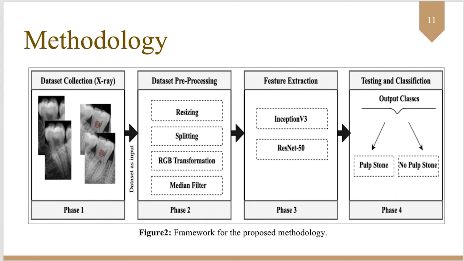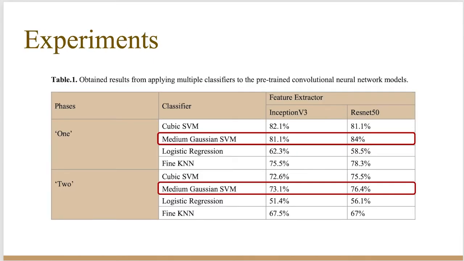The experiments consisted of two phases that differed in the size of the dataset but were identical in the rest of the process. The dataset of the first phase contained 106 images in total, while the dataset of the second phase was expanded to 212 images. Table 1 represents the obtained results from applying multiple classifiers to the pre-trained convolutional neural network models.